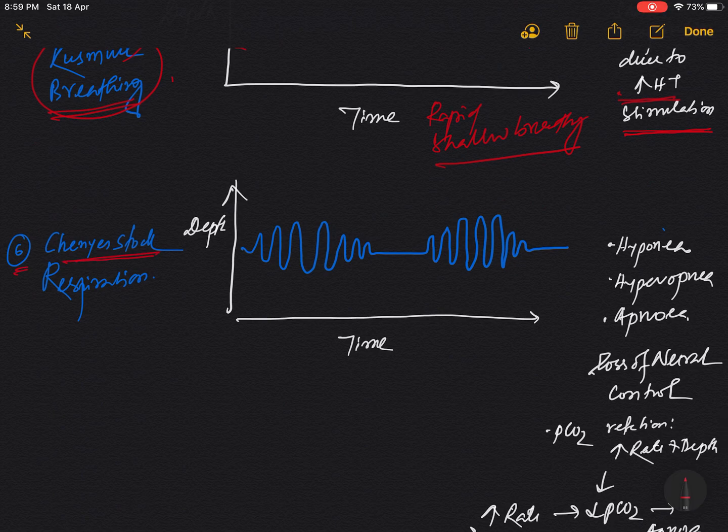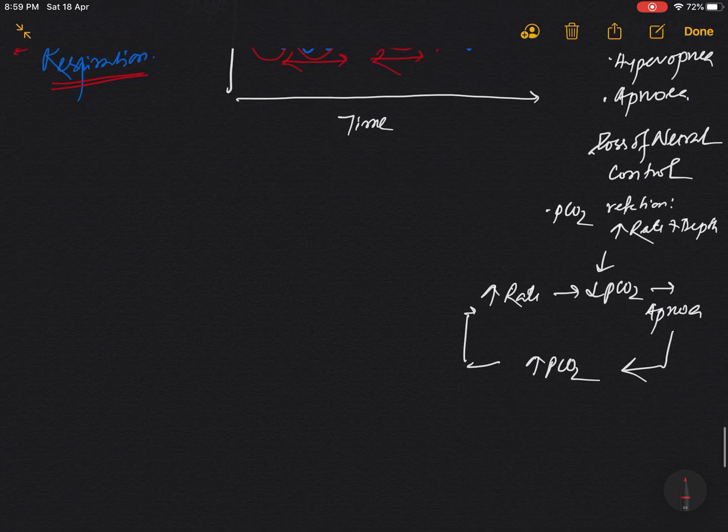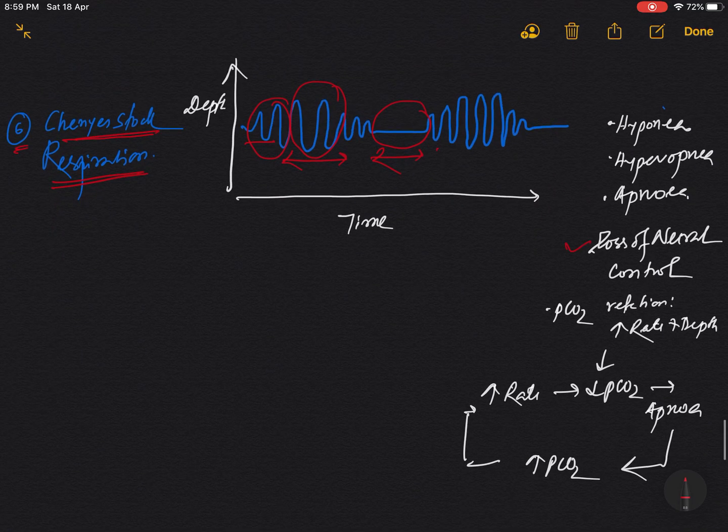The next pattern is Cheyne-Stokes respiration. In Cheyne-Stokes respiration, there is hypopnea followed by hyperpnea followed by apnea. So this is hypopnea, hyperpnea, then there is apnea. Why does this occur? The loss of neural control will occur, then the chemical control will be the only respiratory control.